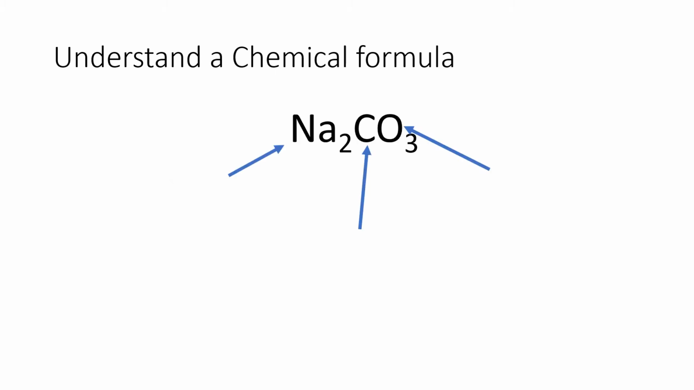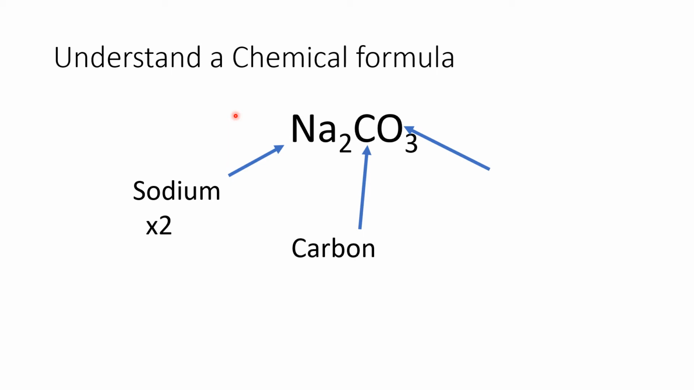Now if we take the compound Na2CO3, or in other words, sodium carbonate. Sodium has no big number to the left, but does have a small 2 to the right. If there is no big number to the left, we consider it to be 1. But because there's a small number 2 to the bottom right, we do 1 times 2, and that means we get 2 sodium atoms.